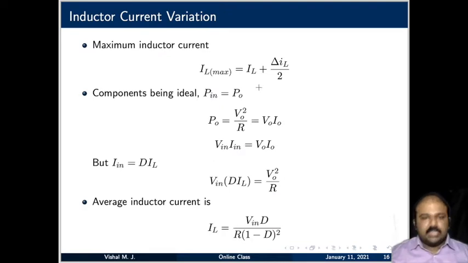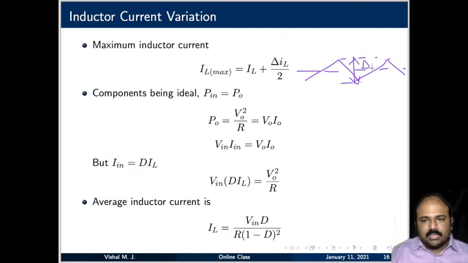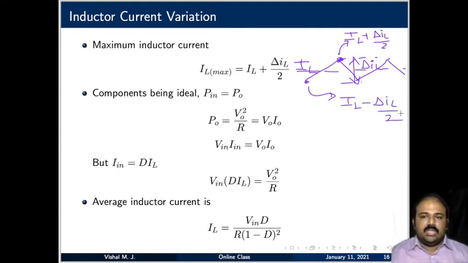The inductor current variation we have already seen. The inductor current follows a triangular pattern for all the converters we have seen so far, which has an average value, and this is the ripple value. This is the ripple and this is the average. So, the maximum value IL max is nothing but the average plus half the ripple. Similarly, the minimum value IL min is nothing but the average minus half the ripple. So, that is what is being used.